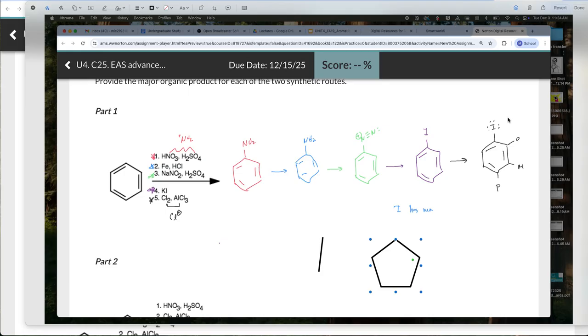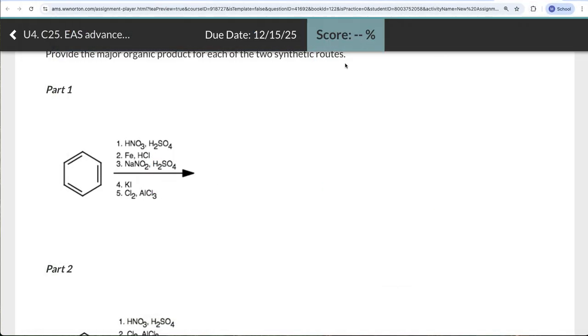With this one, should it happen more than once? This is going to double back to our iodine and our chlorine. I'm going to try and draw a hexagon. Why should it react more than once? What do you guys think? Why?